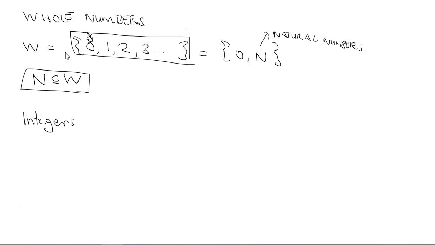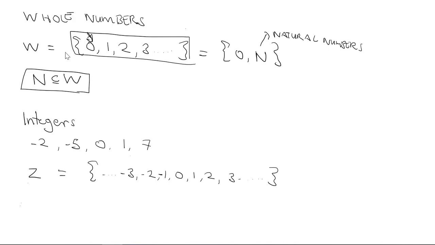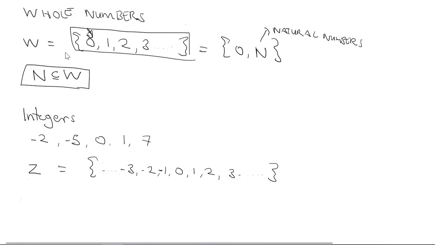The next set we are going to look at is the set of integers. Integers are whole numbers that are either positive or negative. Example, -2, -5, 0, 1, 7. These are all integers. The set of integers is denoted by the letter Z, and of course this is a capital Z. So in set notation, that is ..., -3, -2, -1, 0, 1, 2, 3, and so forth. Remember that the dots at either side mean that it goes all the way to negative infinity and positive infinity.